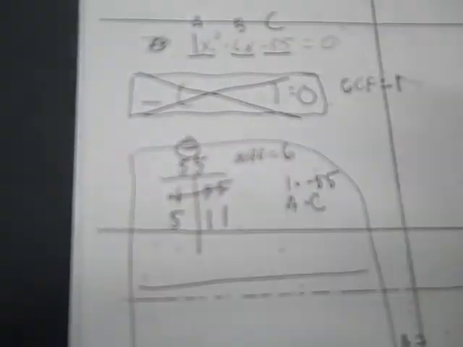55 divided by 2 is a decimal. 55 divided by 3 is a decimal. 55 divided by 4 is a decimal. And 55 divided by 5 is actually 11. 11 minus 5 is 6, so I have my 2 factors. Now put the signs on them.